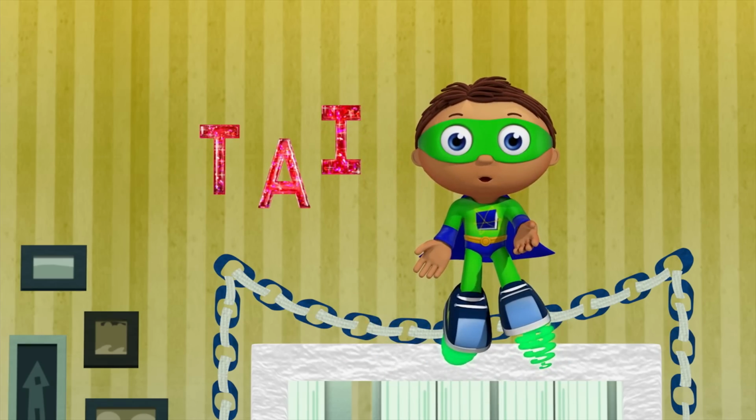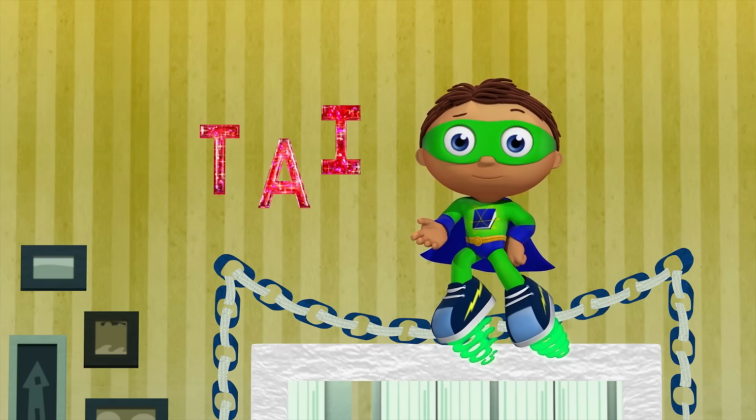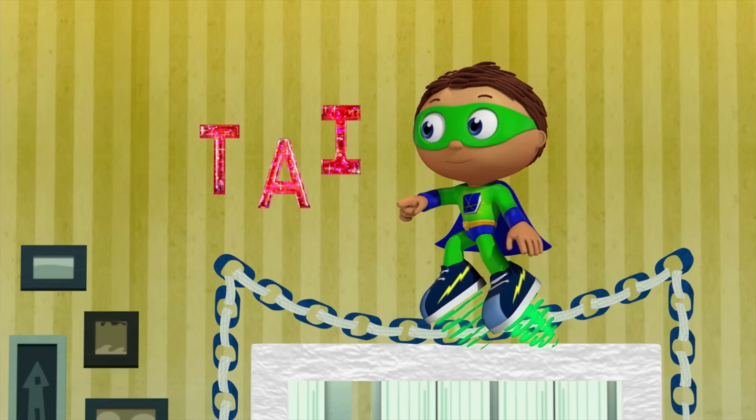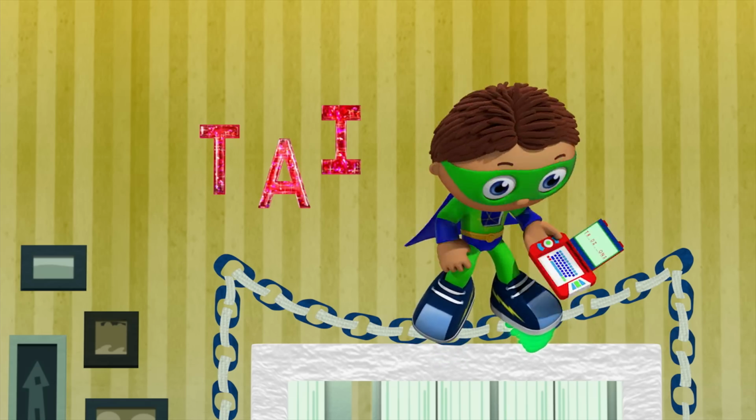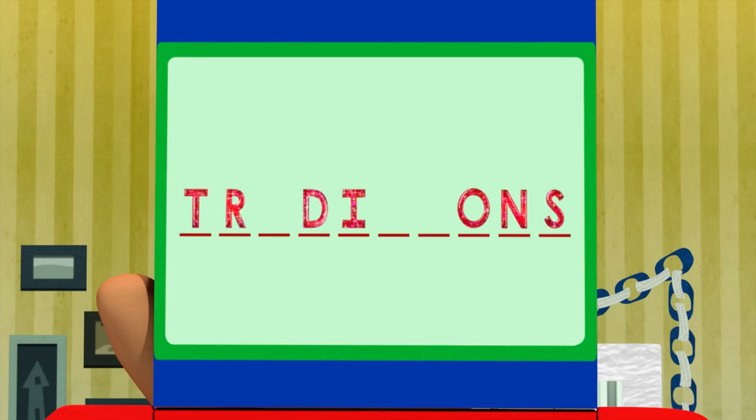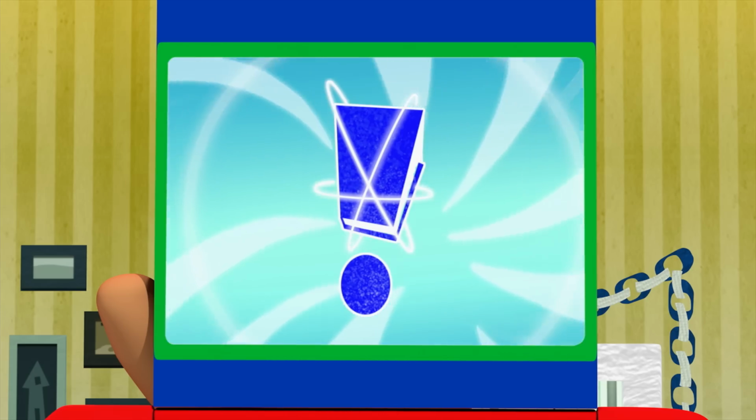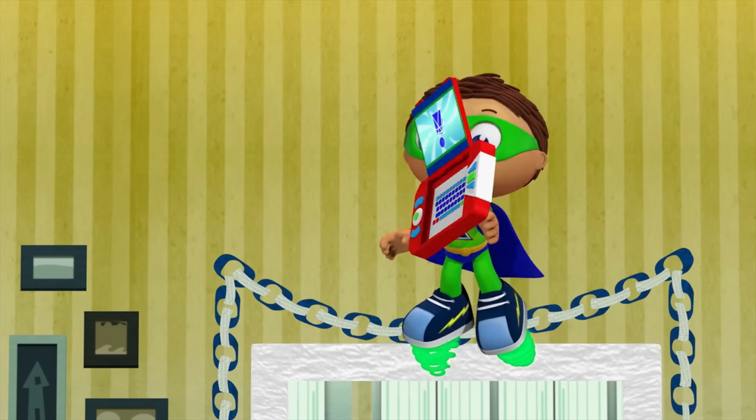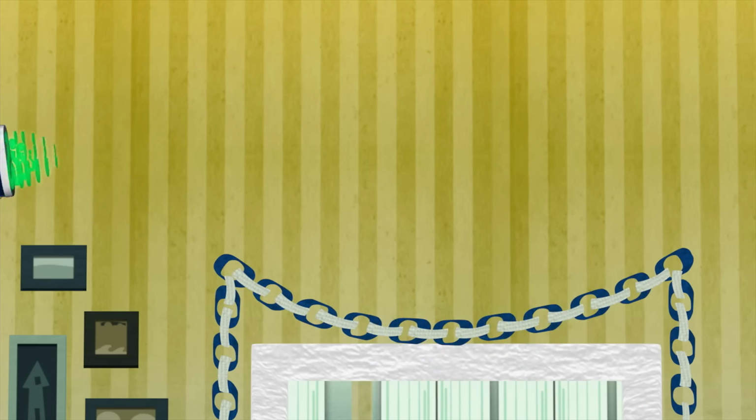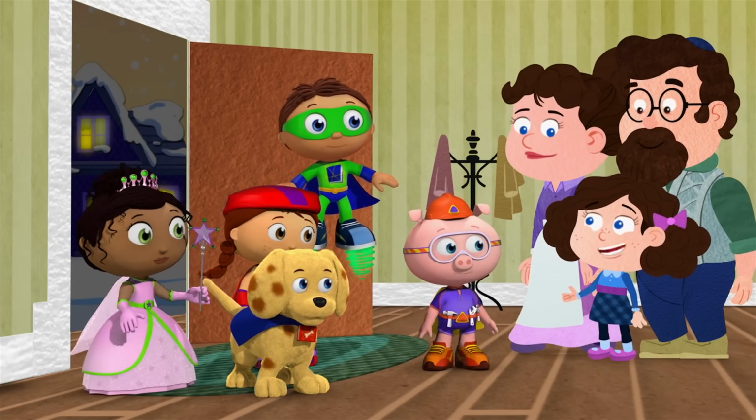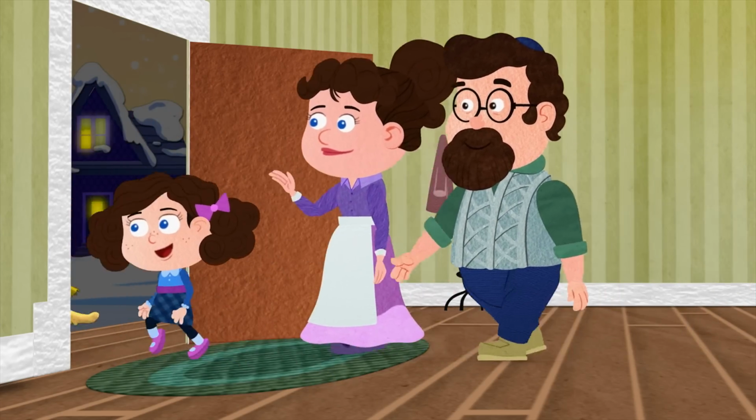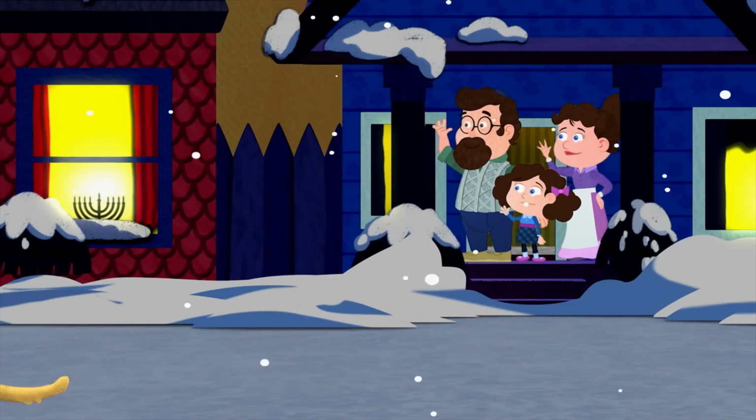You see our last super letters? Which ones? T-A-I. T-A-I. Let's put them in our super-duper computer. We found all of our super letters. Now we can get our super story answer. Happy Hanukkah, everyone. Thank you so much for celebrating with us. You're welcome. Happy Hanukkah! Bye, super readers.